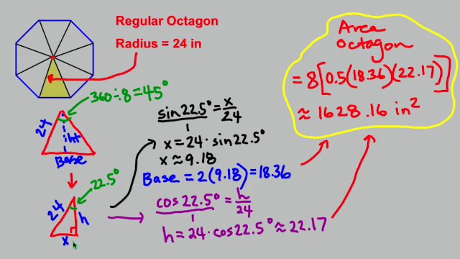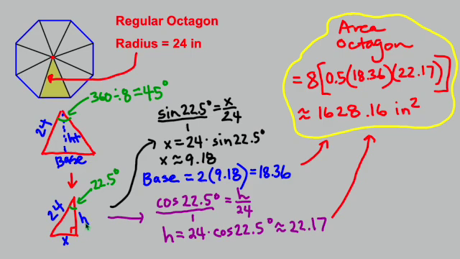So let's go ahead and figure out x first. So you'll see over here, that's the black part. So that's going to be opposite over hypotenuse, which is sine. So sine of 22.5 degrees equals x over 24. And when you do the math on that, you'll wind up with x equals 9.18. And of course, once again, you got to double it. So if you double 2 times 9.18, you're going to get 18.36. So now we know our base.